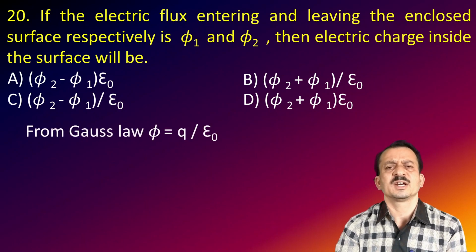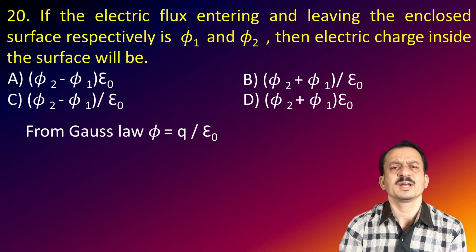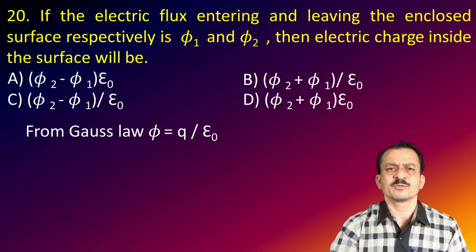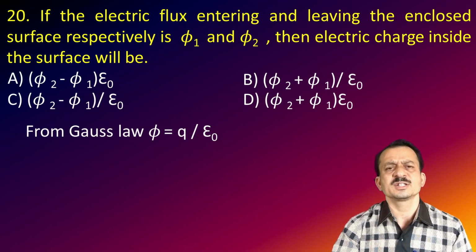Now what is the net charge here? From Gauss law, flux phi is equal to q divided by epsilon naught. Now flux is the net flux. What is entering and what is leaving? It is leaving minus the entering. That means leaving is due to the positive charge. Therefore, leaving flux we take as plus, and entering flux is due to the negative charge, so we take it as minus. Therefore, phi 1 becomes minus and phi 2 becomes plus.